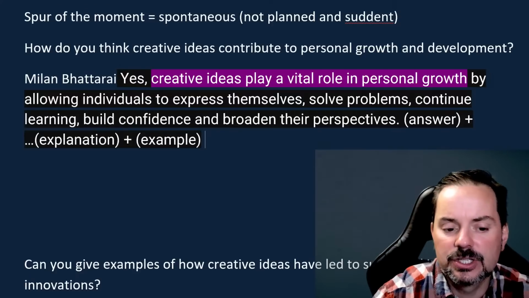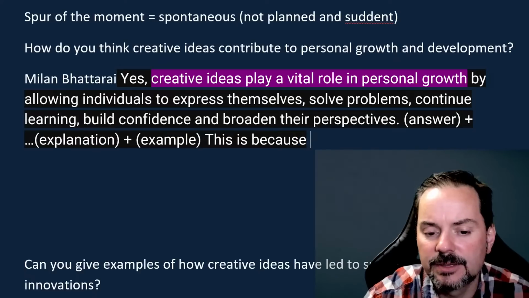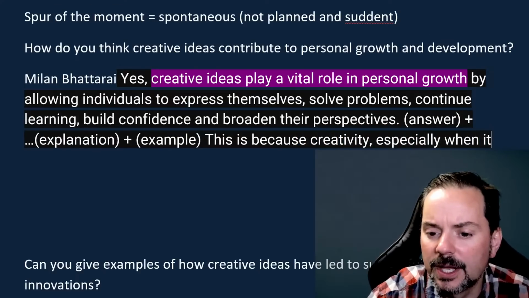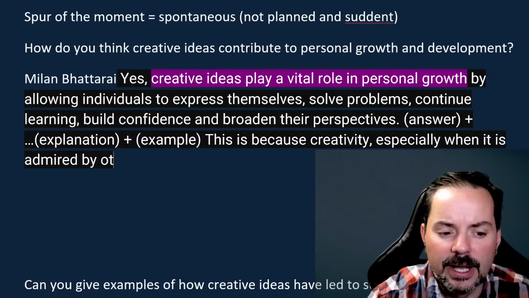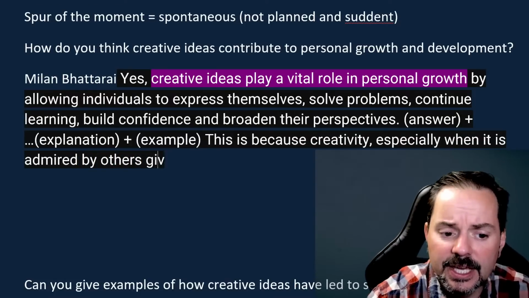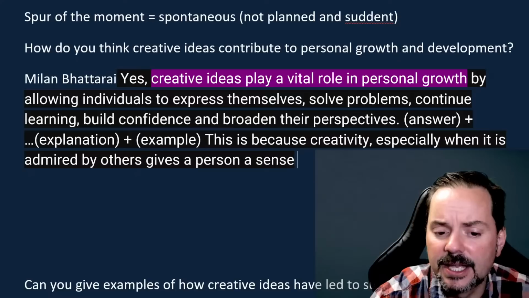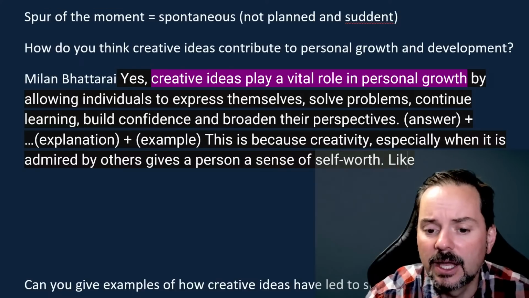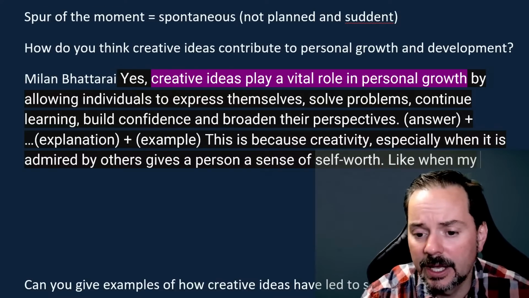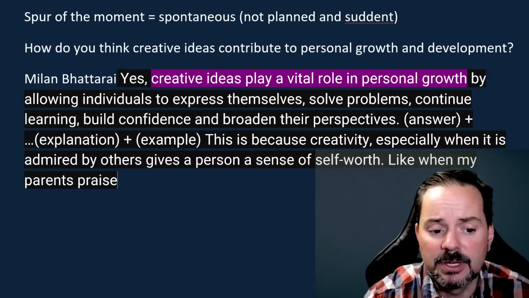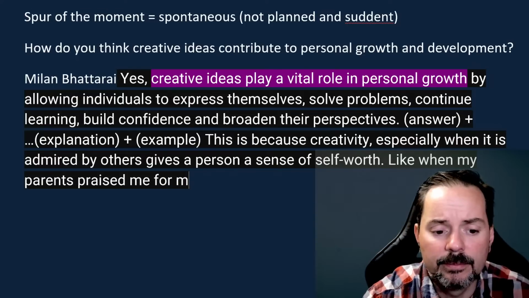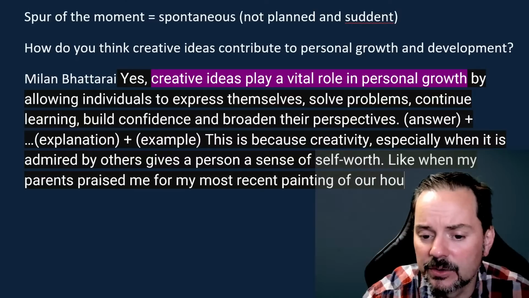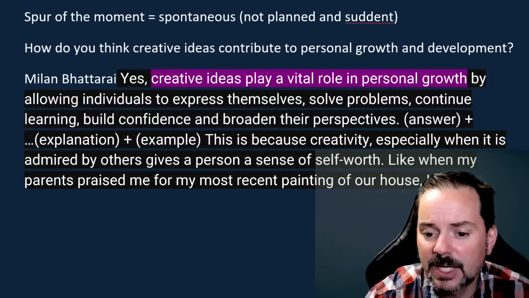So I would answer something like this. This is because creativity, especially when it is admired by others, gives a person a sense of self-worth, right? Like when my parents praised me for my most recent painting of our house. I felt over the moon.